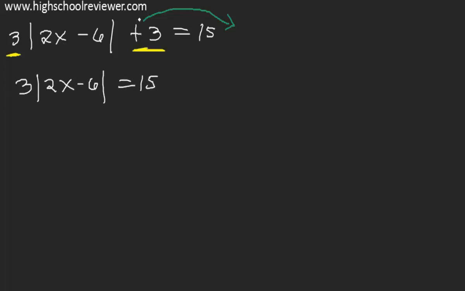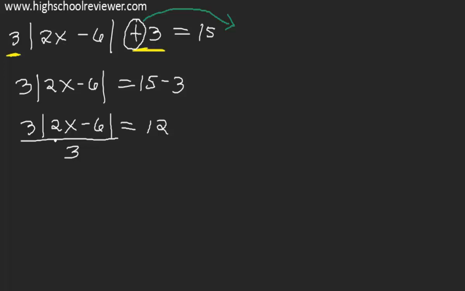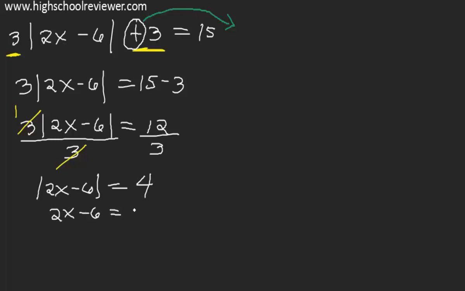And since we transpose positive, this will now become negative. So that will be negative 3. So 3 multiplied by the absolute value of 2x minus 6 will be equal to 15 minus 3, which is 12. And then divide both sides of the equation by 3. So 12 divided by 3. Okay, so 3 divided by 3 is equal to 1. What's left on the left side will be the absolute value of 2x minus 6. That is equal to 12 divided by 3, which is 4. So this will be 2x minus 6 equals 4.